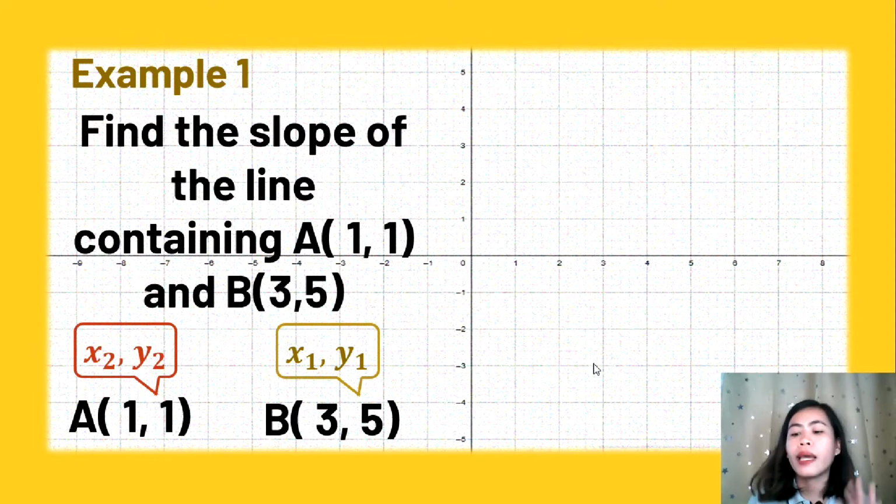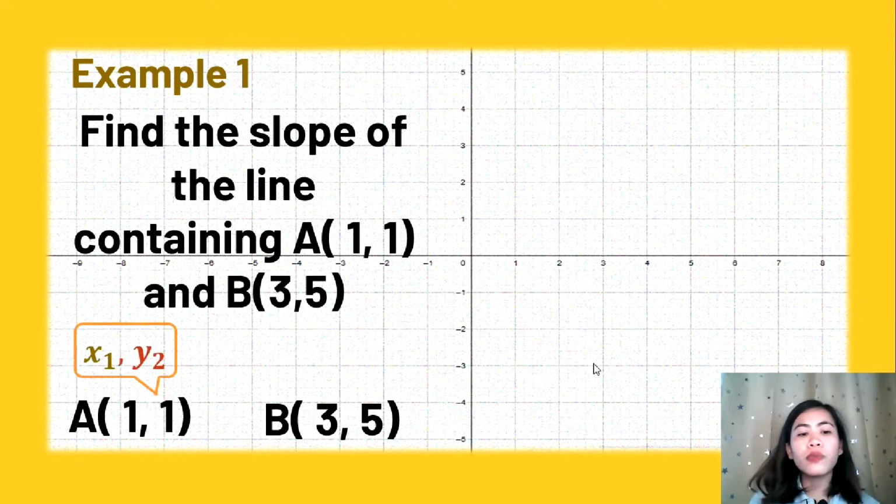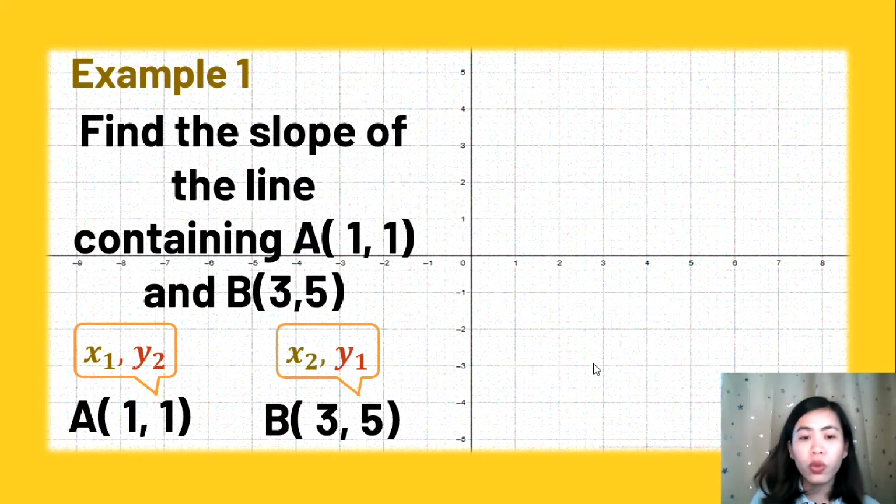Kahit alin doon pwede. Pero, take note. Si x sub 1, kung ang ating point ay x sub 1, y sub 2, ang ating second point ay x sub 2, y sub 1, hindi yun pwede.